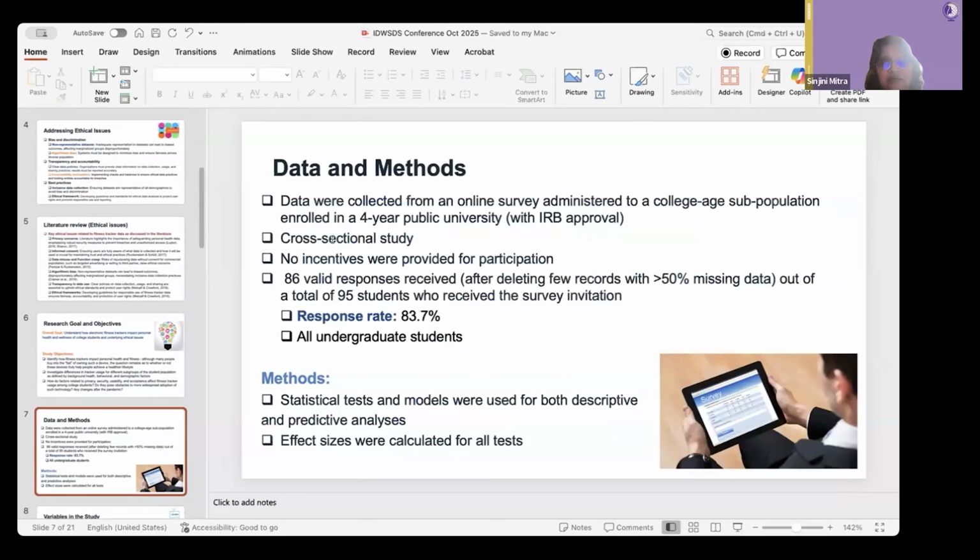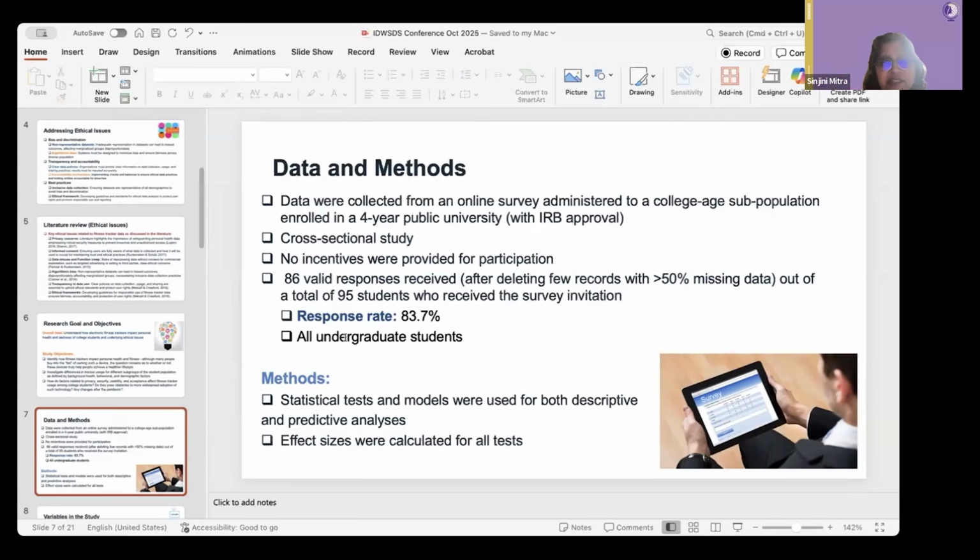And just to go over the data, and again, I know there's not much time left, so I'll go very quickly. The data were collected using an online survey administered to a collegiate subpopulation enrolled in a 4-year public university. Obviously, we went through all the IRB approvals to make sure that we abided by all the policies and requirements. It was a cross-sectional study. We did not provide any incentives, so as not to bias the data collection. I know a lot of students, with incentives, can just answer the questions really quickly without paying much attention. So we tried to minimize those kinds of issues in data collection.